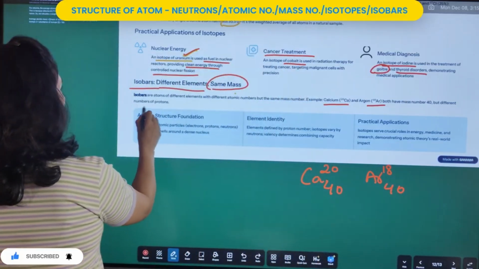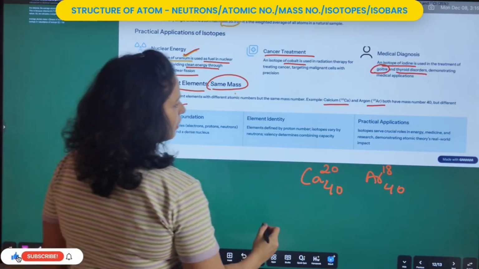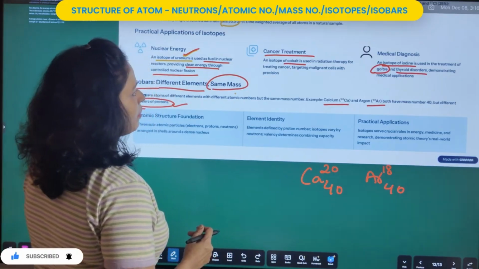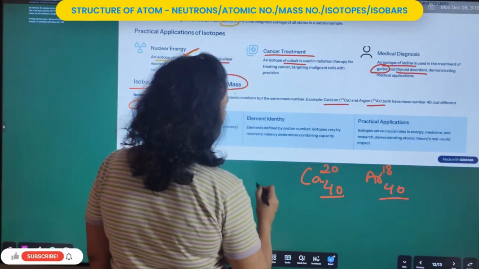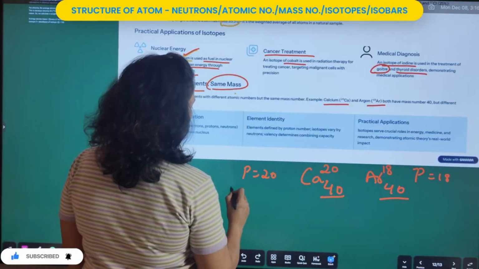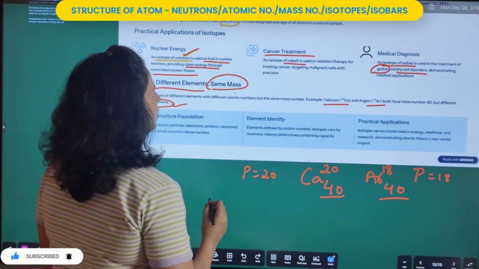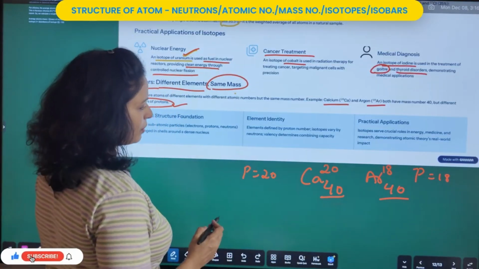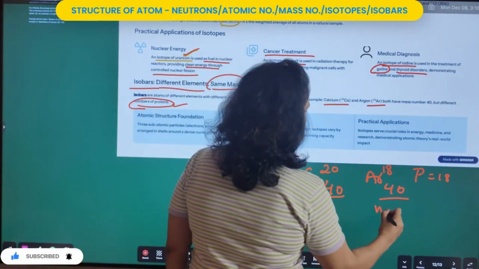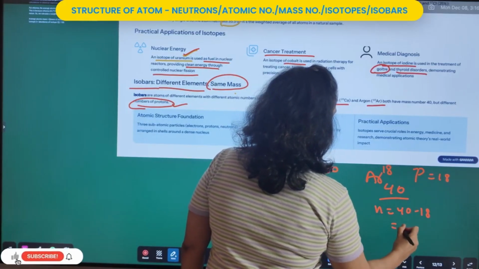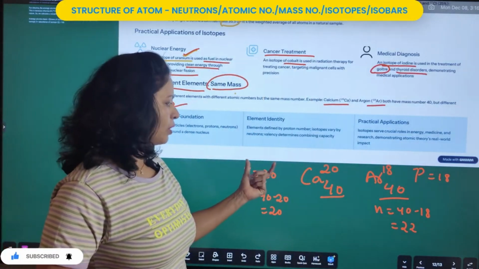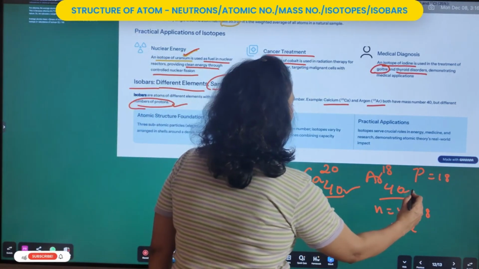So what will happen? The number of protons are different. Their mass number is the same, right? Proton here is 20, here proton is 18, but the mass number is the same. Now the neutrons will also differ, right? So they have the same mass number but different atomic numbers. So neutrons here will be 40 minus 20, that is 20. Here neutrons will be 40 minus 18, that is 22. So the number of neutrons will differ, protons are also different, but the mass numbers are the same.